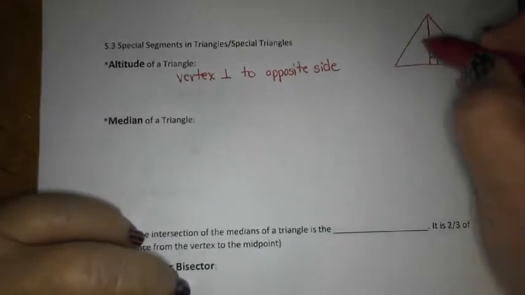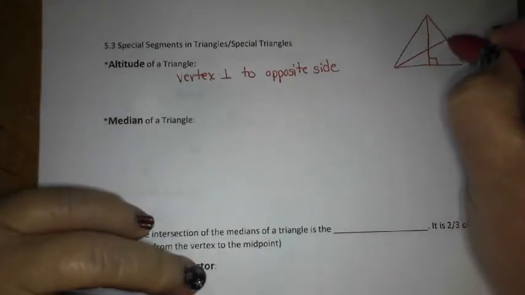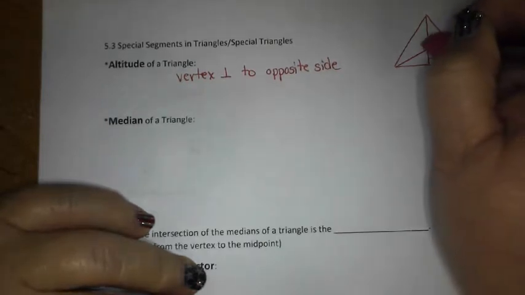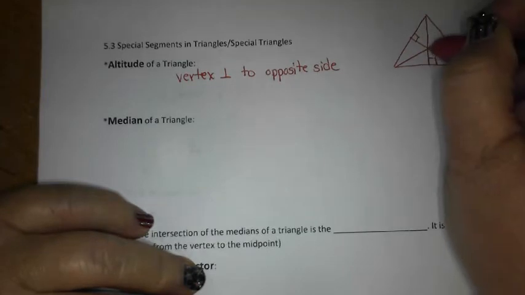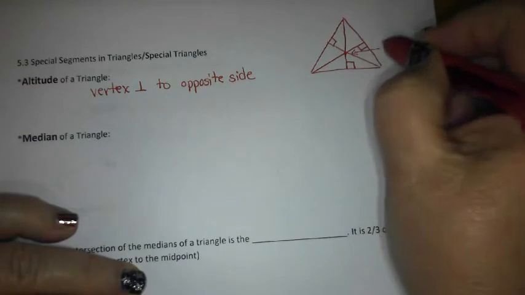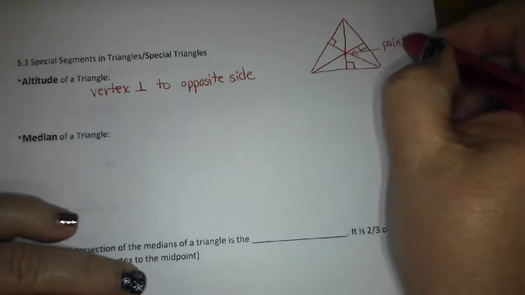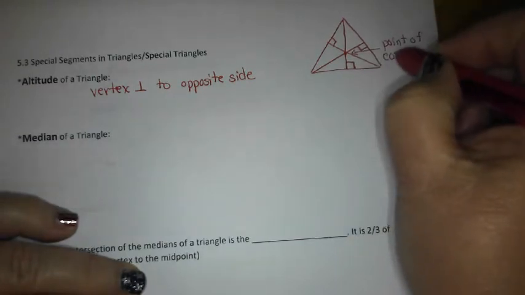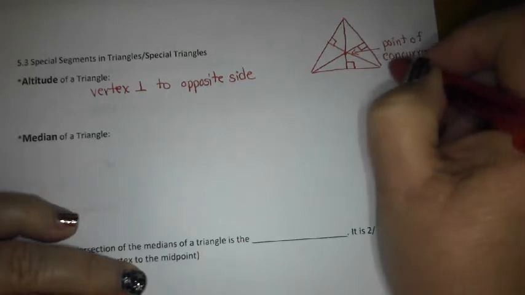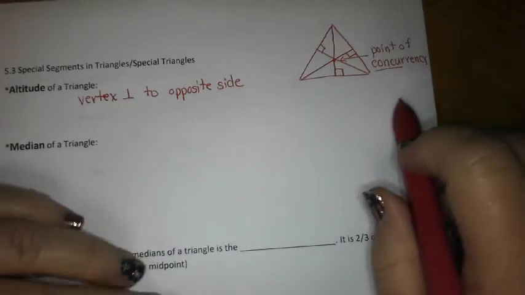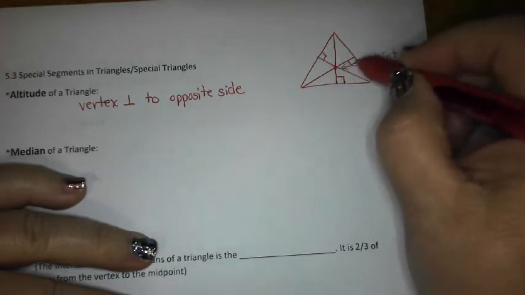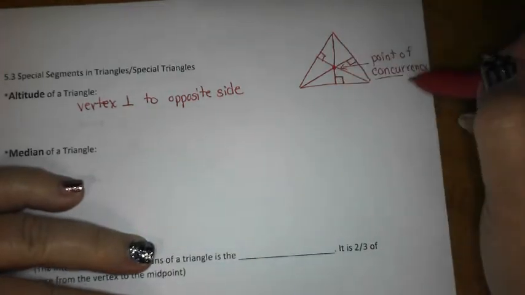Now, there are 3 altitudes in every triangle. And if I actually draw all 3 of these altitudes, they all meet at the same point. That's called the point of concurrency. So the word concur means to agree, and so these segments agree at the same point, the point of concurrency.